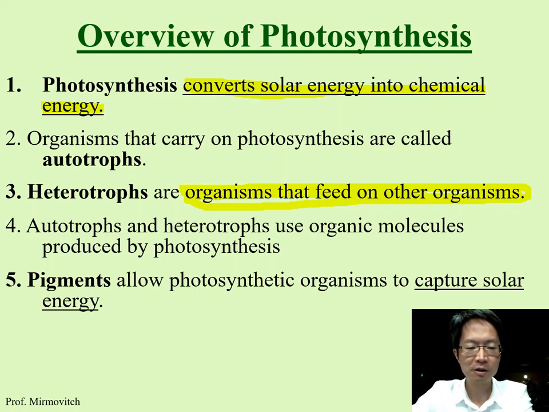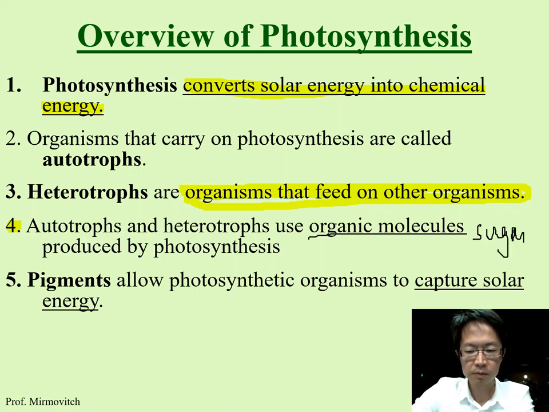Both autotrophs and heterotrophs use organic molecules produced by photosynthesis. Again, the organic molecule is the glucose or the sugar molecule. Let's just put it as sugar, more general. Yes, plants also need sugar to sustain life, and we also need sugar to produce ATP. Plants also use sugar to produce ATP. The reason why all leaves are green is because they have pigment. They allow photosynthesis to capture solar energy. We'll talk about the pigment when we go to the structure of the chloroplast. Okay.